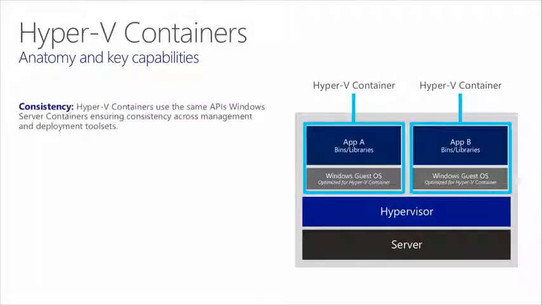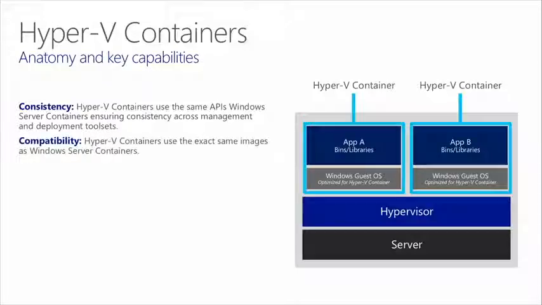And so the nice thing is it's still consistent. It's the same API. It's the same Docker experience. It's the same images that you created. The image that I created on this box that had the Cori directory in it, this will be deployable on a Hyper-V container or a Windows Server container, and it'll be a decision at deploy time which way you want to go. That compatibility is very powerful.